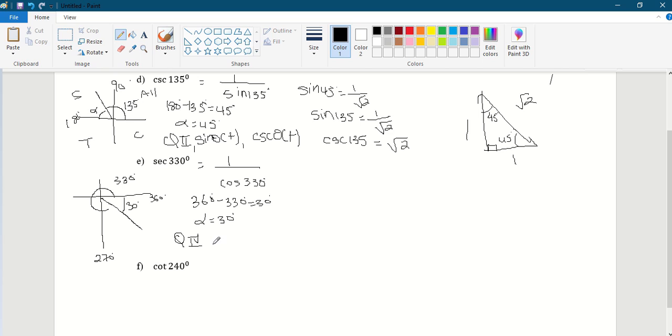In quadrant 4, cos is positive using CAST. C is positive in here. So we will say cos theta positive. So automatically secant theta in that quadrant will be positive.